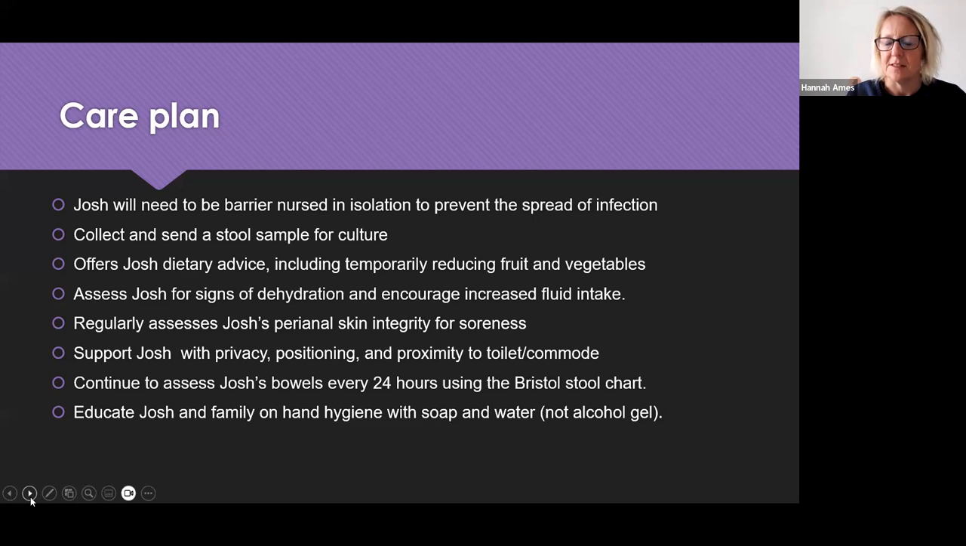I'm going to support Josh with privacy and make sure he's got close proximity to the toilet and commode, so thinking about privacy and dignity there. I'm going to continue to assess Josh's bowels every 24 hours using the Bristol stool chart. And because this is possibly an infective case, we're going to educate Josh and his family on hand hygiene with soap and water, not alcohol gel. Remember, alcohol gel does not get rid of the C. difficile, and we need to promote soap and water. So points there as well. Again, you need a minimum of 5 good points to ensure a pass on the station.